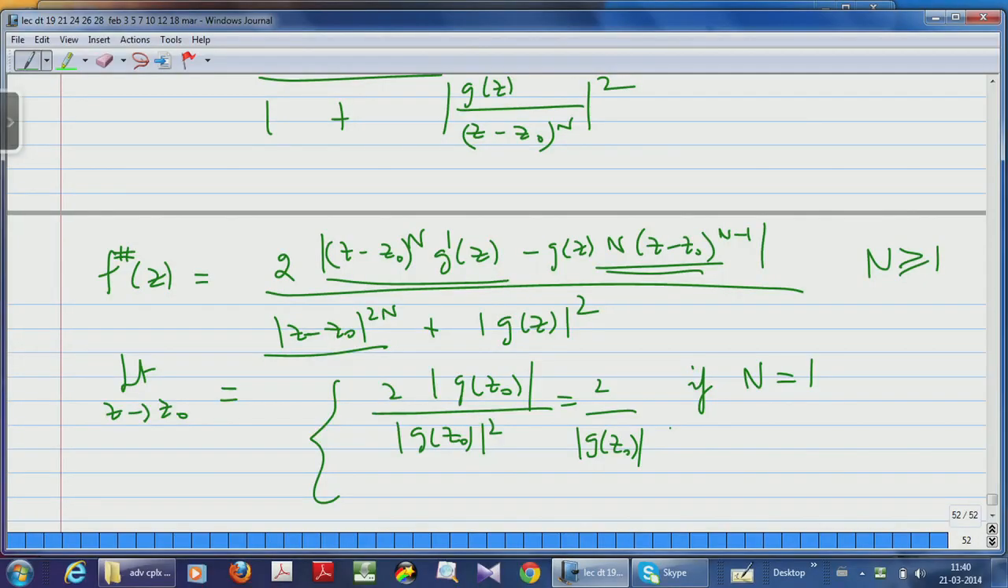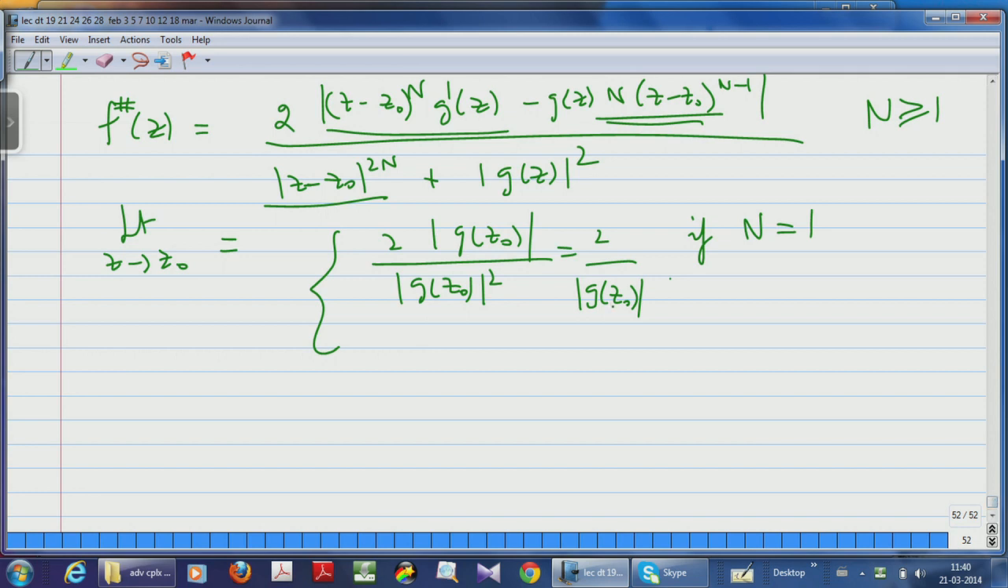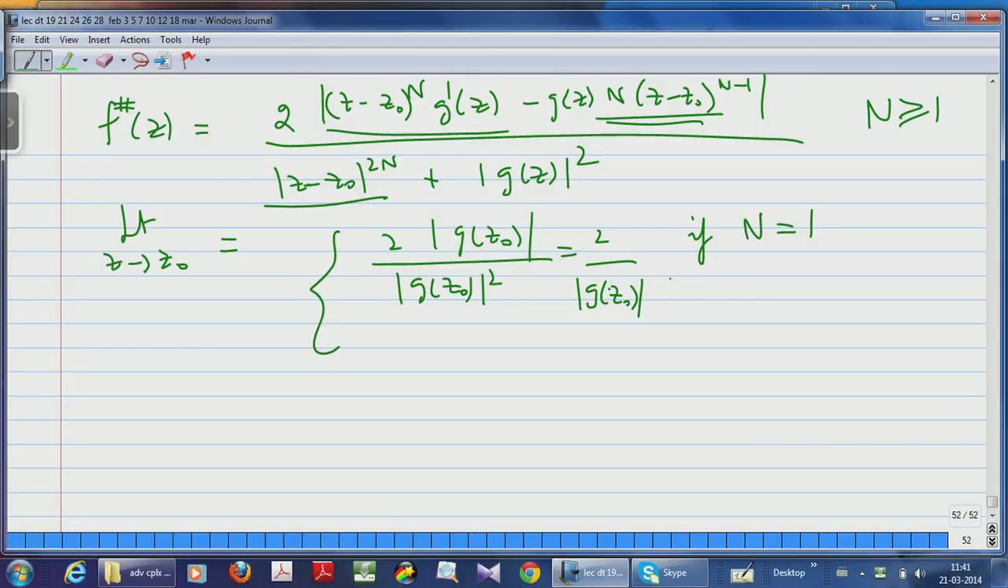In fact, if you check very carefully, g of z naught is the coefficient of 1 by (z minus z naught) to the power capital N if you write out the Laurent expansion, and that's not supposed to be 0, because f has a pole of order capital N. In the case that n equals 1, g of z naught is the coefficient of 1 by z minus z naught. You know what the coefficient of 1 by z minus z naught is called? It's called the residue. So actually this is 2 divided by the modulus of the residue of f at z naught. This is what happens if f has a simple pole, capital N equal to 1.